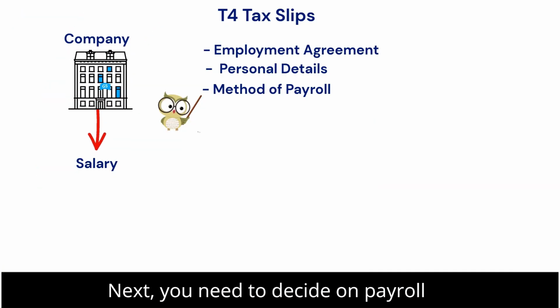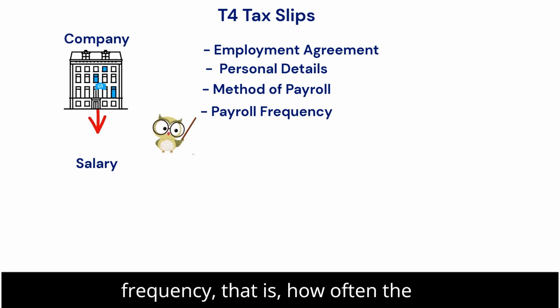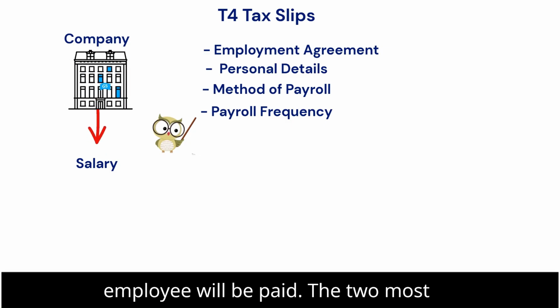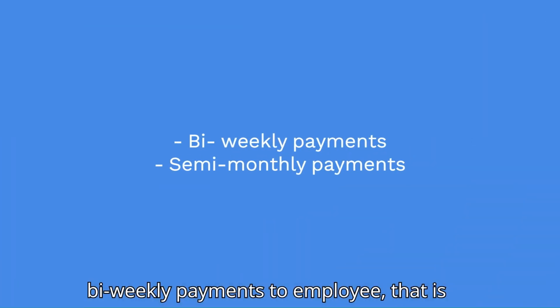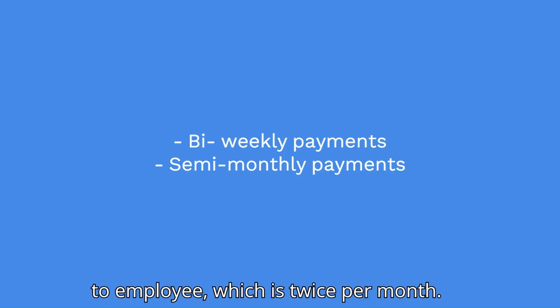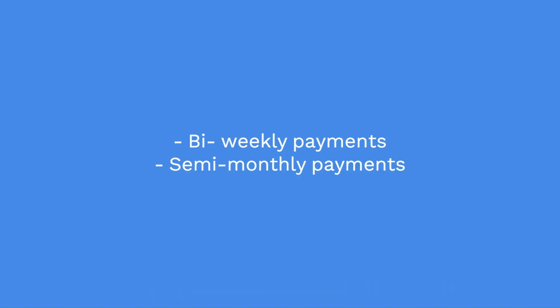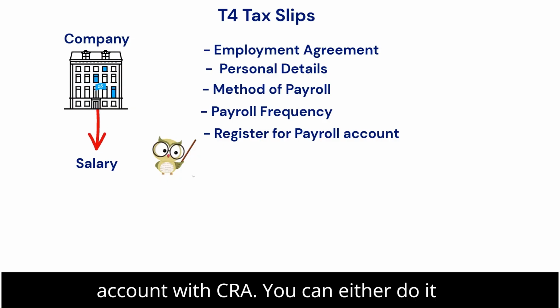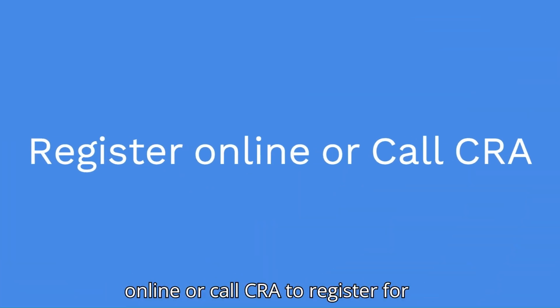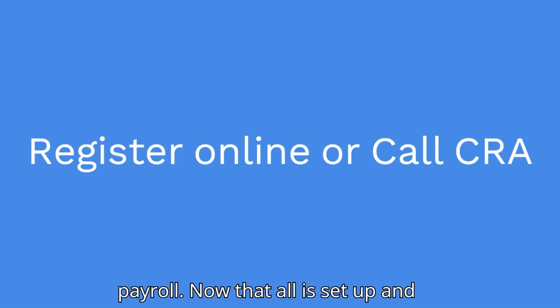Next, you need to decide on payroll frequency, that is, how often the employee will be paid. The two most common frequencies for payroll are bi-weekly payments to the employee, that is every 2 weeks, or semi-monthly payments to the employee, which is twice per month. Then, register your business for a payroll account with CRA. You can either do it online or call CRA to register for payroll.